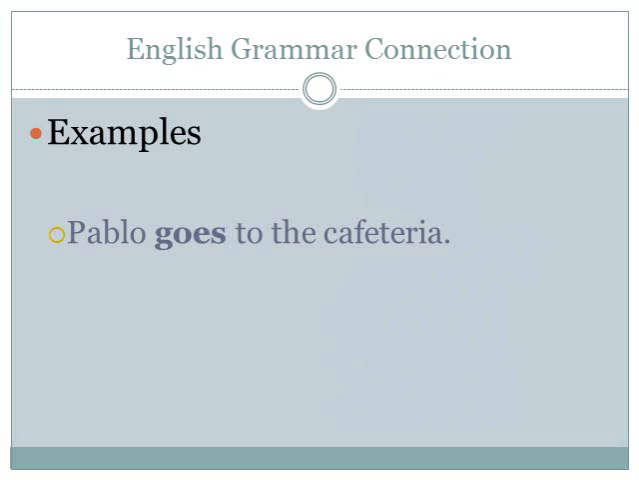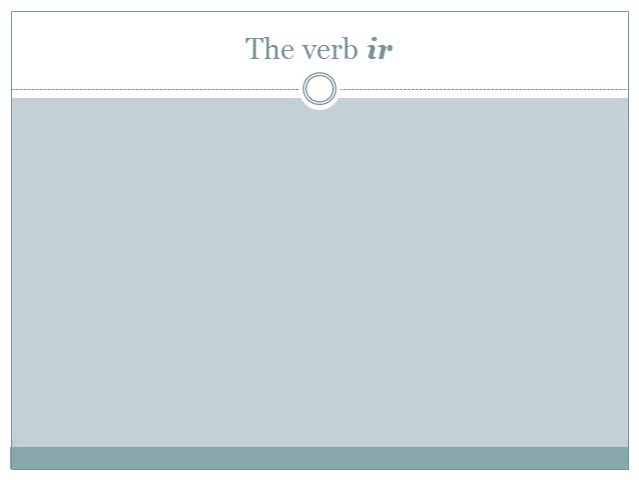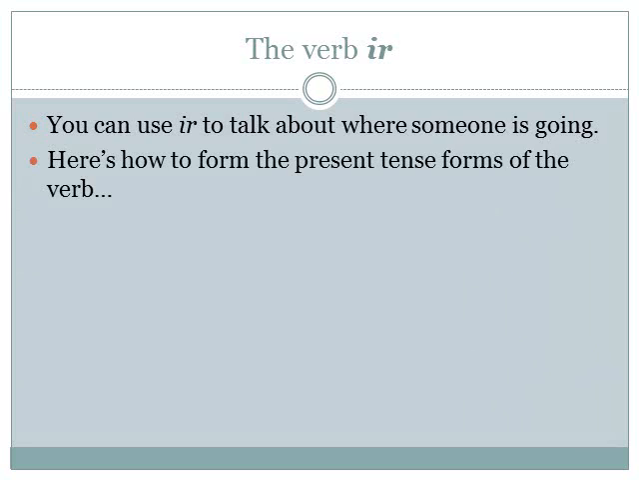Let's take a look at some examples of what these conjugated verbs look like in a sentence. So we have Pablo goes to the cafeteria, and Pablo va a la cafeteria. So goes and va are both conjugated verbs, so they match the subject. Let's see what the verb ir looks like in Spanish. We are going to use ir to talk about where someone is going, since this verb literally means to go. And this is how we form the present tense forms of the verb.